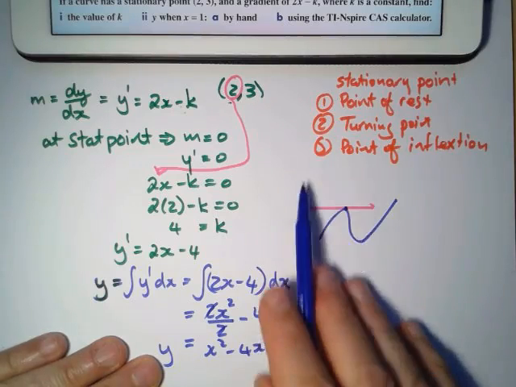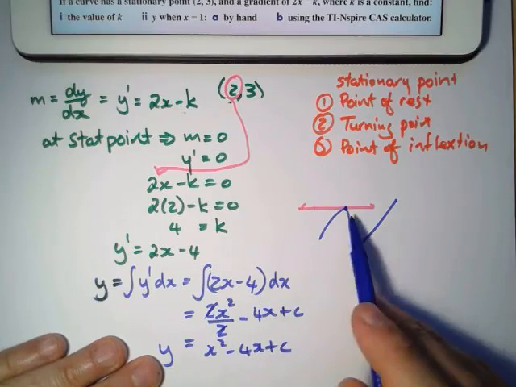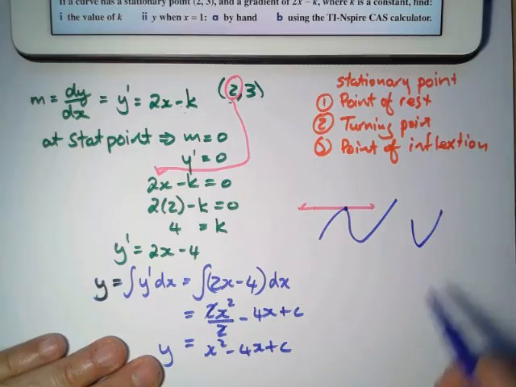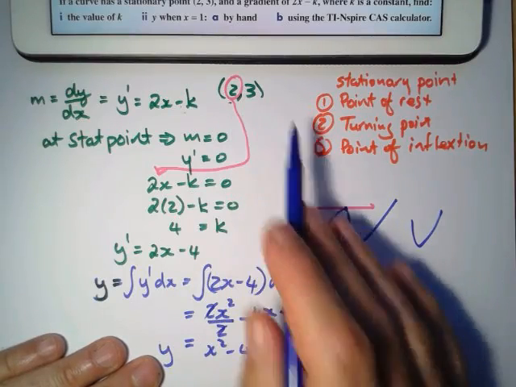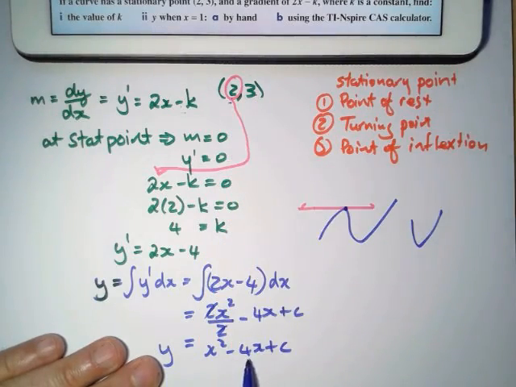Going back to what I said here, this y equals x squared minus 4x plus c is actually my graph. So it didn't look like that, it actually looked like that. Okay, so that's how the graph looks. I just need to find out what is c. What do I know? I know (2, 3) lies on that line as well. So if I substitute this 2 and 3 into my equation, I can calculate what c is.